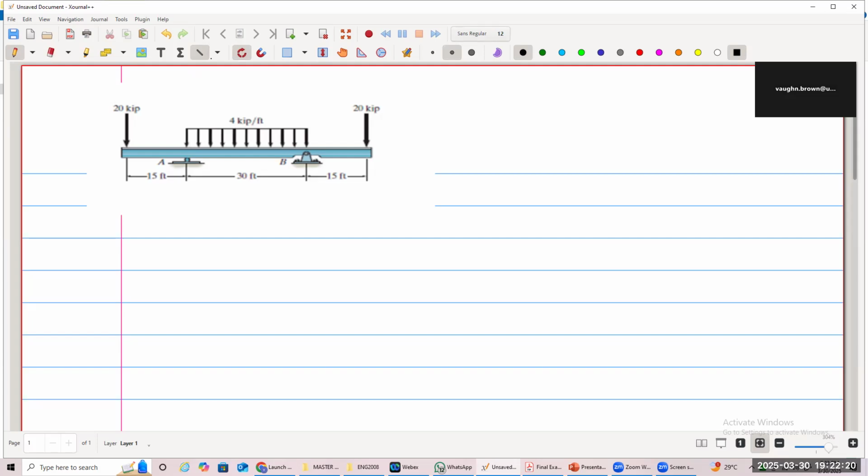This is what you have. You probably want to draw the free body diagram over here. Let's see if we can draw the free body diagram. It doesn't matter seriously the way we draw it. So this is your free body diagram.